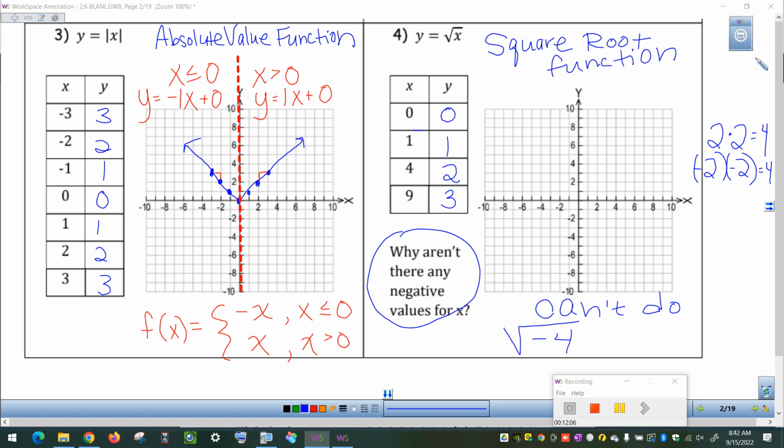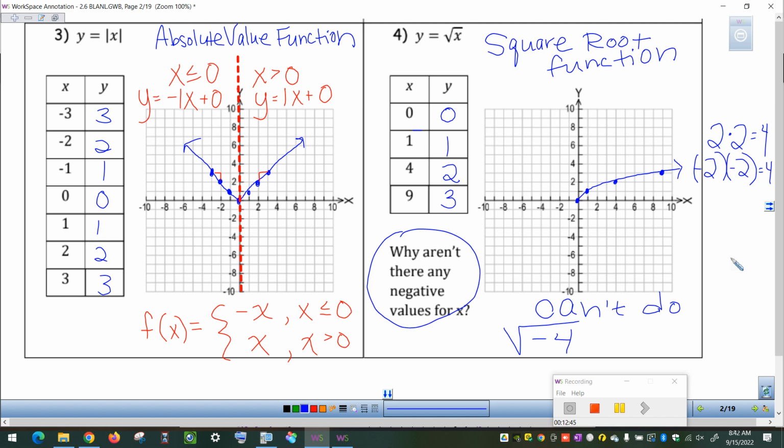Let's go ahead and see what these 4 points look like on our graph. So it is going to go through 0, 0. It's going to go through the point 1, 1. But then it's going to jump, and it's going to go over here through the point 4, 2, and then it's going to go to the point 9, 3. So it starts in the center, and then it's just this subtle curve going upward and outward, and it just exists on the right-hand side of our graph.